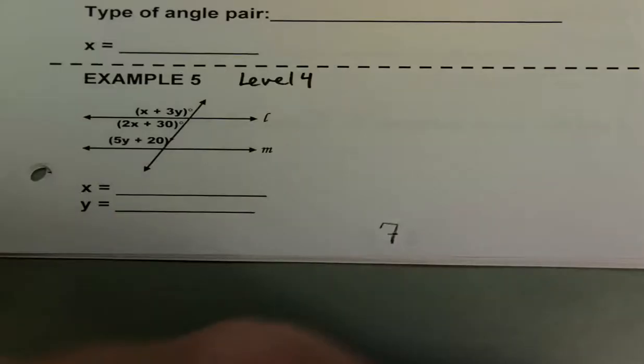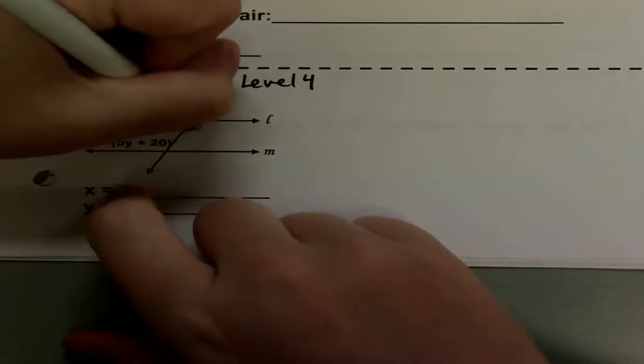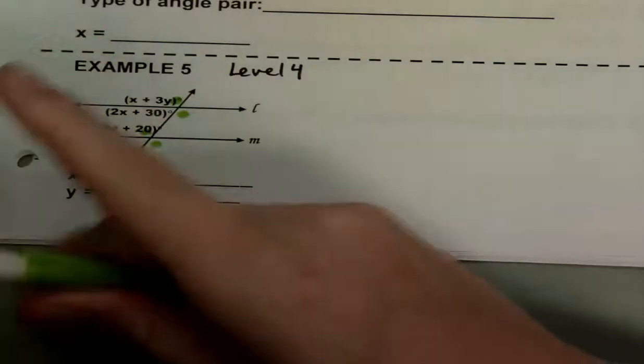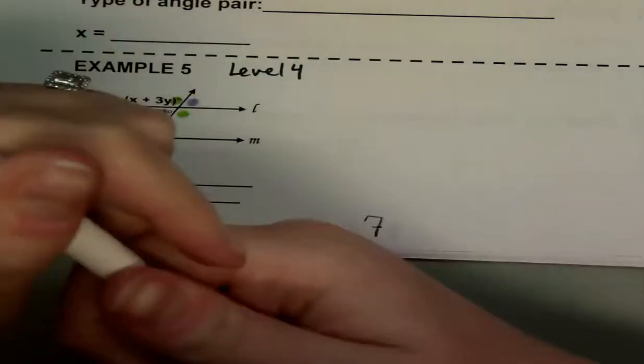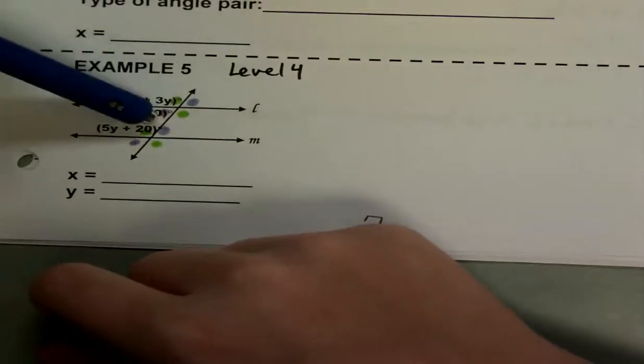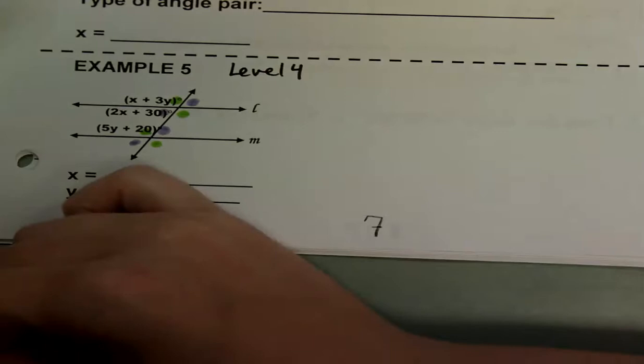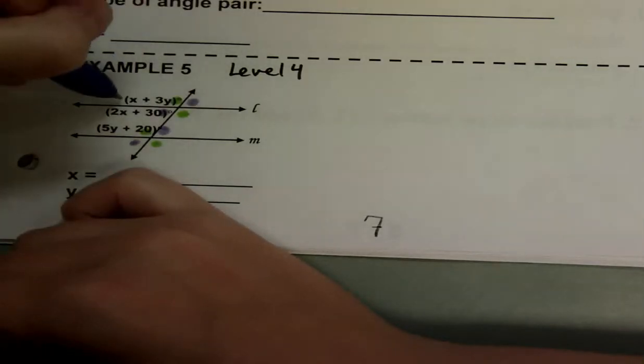So I'm going to real quick talk about the angles that we have. So the green ones are congruent to each other. Purple acute angles are congruent to each other. And then when we match up a purple with a green, they're not going to be congruent. They're going to add up to 180.